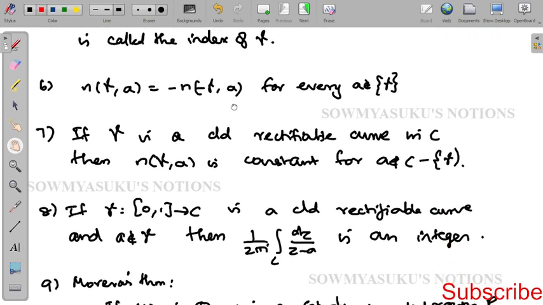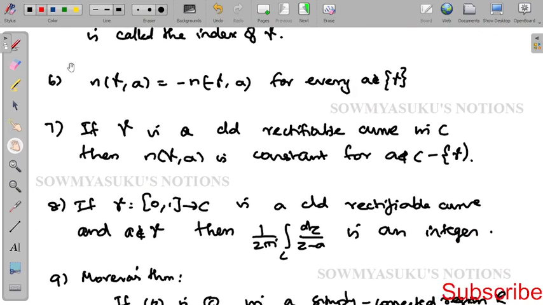Then the seventh one: if gamma is a closed rectifiable curve in C, then n gamma comma A is a constant for A not in C minus gamma. So gamma is a closed curve in C, then n gamma comma A is a constant. You can see the similarity between 7 and 8.